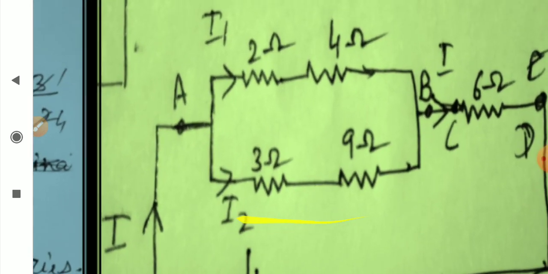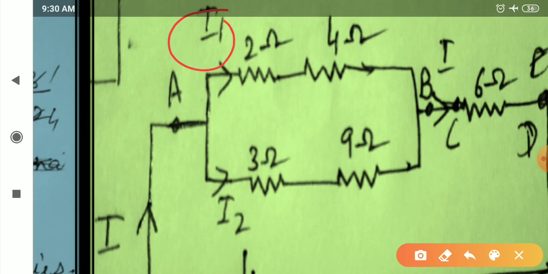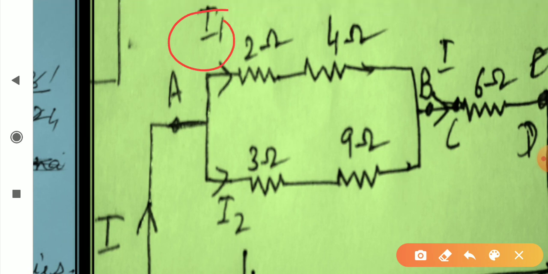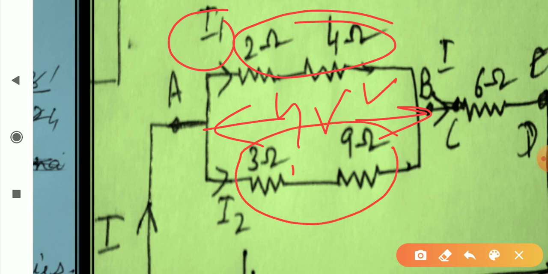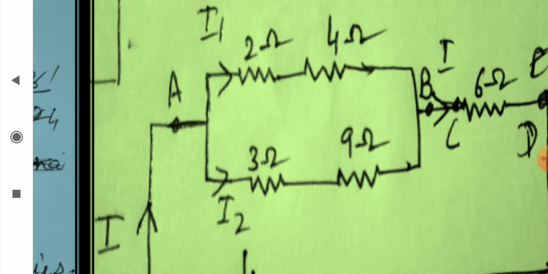Right. Let me go back to the previous slide now. I want to find out this I1, and we just found that the potential difference from here to here is 4 volt. So this I1 will be equal to this 4 volt divided by this total resistance 2 plus 4, that is 6. So 4 volt upon 6 ohm. Similarly this I2 will be equal to this 4 volt upon 3 plus 9, 12 ohm. So we can find both I1 and I2. And another thing I expect is that the total current will be equal to the sum of I1 and I2. Let's see what we get.